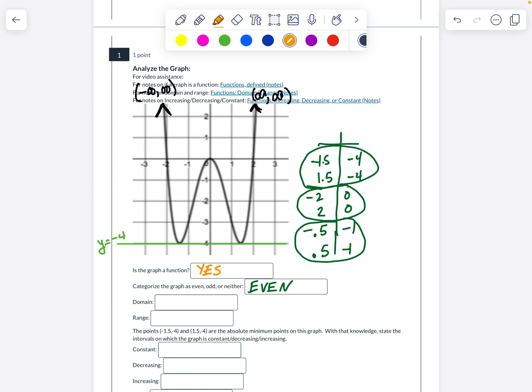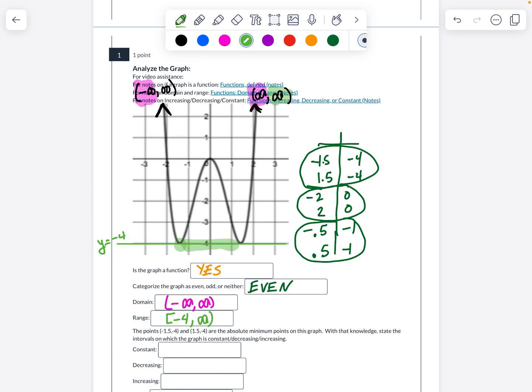So as far as domain is concerned, domain is the smallest value of x to the largest value of x. So the domain is -infinity to infinity. The range, on the other hand, is the smallest value of y to the highest value of y. So the smallest value of y is -4, but the largest value of y is also infinity.